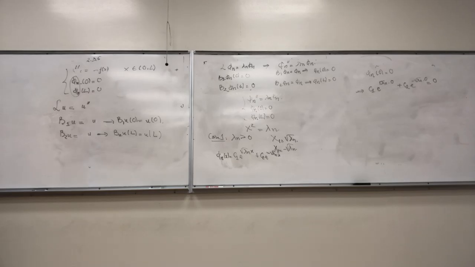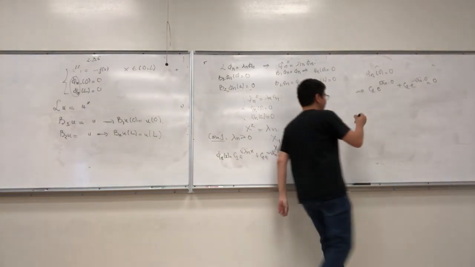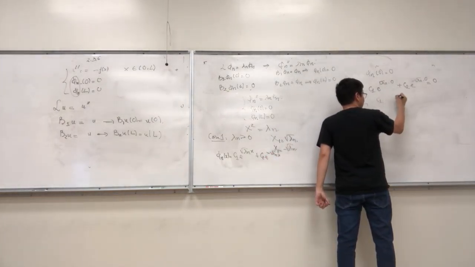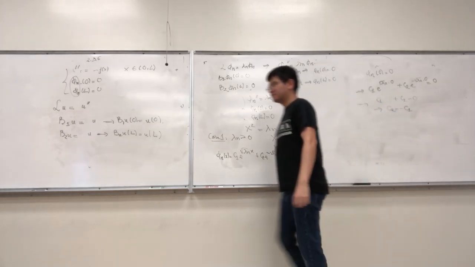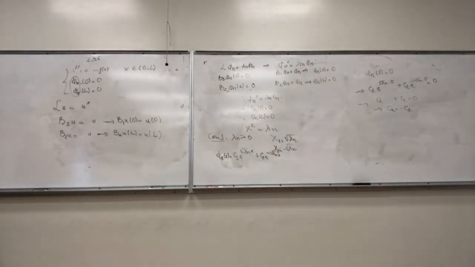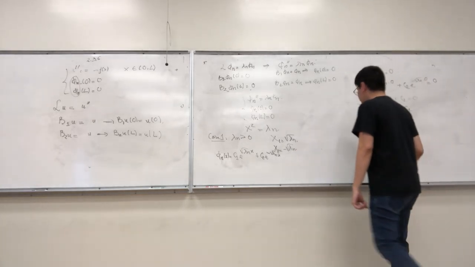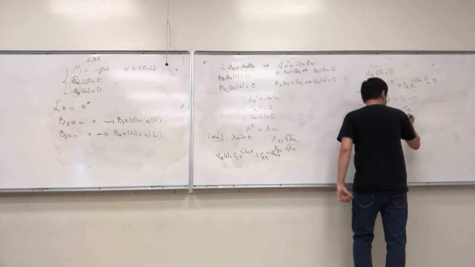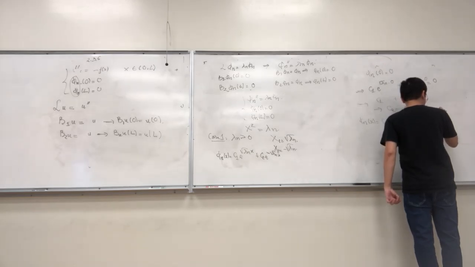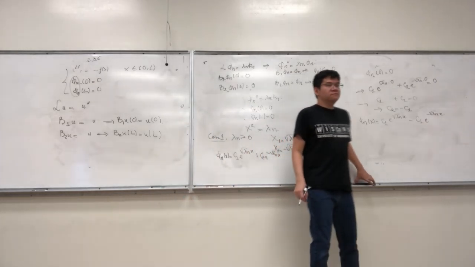What can I say about c1 and c2? In this case, the exponential is 1, so we have c1 plus c2 is 0, so c2 is minus c1. Right? Questions? Because c2 is minus c1, phi n of x has to be c1 exponential square root of lambda n x minus c1 exponential minus square root of lambda n x. It's clear.